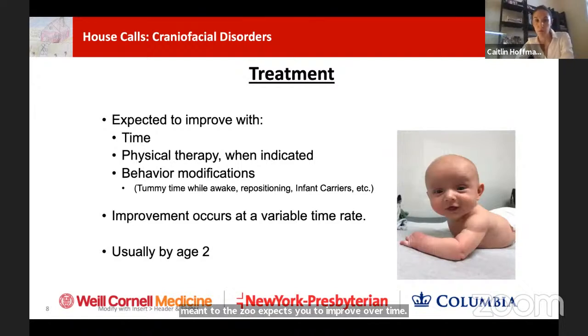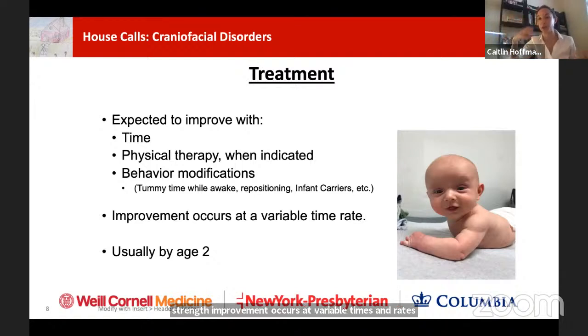Physical therapy when indicated for torticollis and tummy time while awake, limiting restrictive carriers on a patient's back or restrictive sleeping devices such as the Snoo. So the point is that you want children moving around a lot during the day on their bellies so they can strengthen their core. Our recommendation is 30 minutes consecutively, multiple times a day, again, because we're working on that core strength. Improvement occurs at variable times and rates for every child.